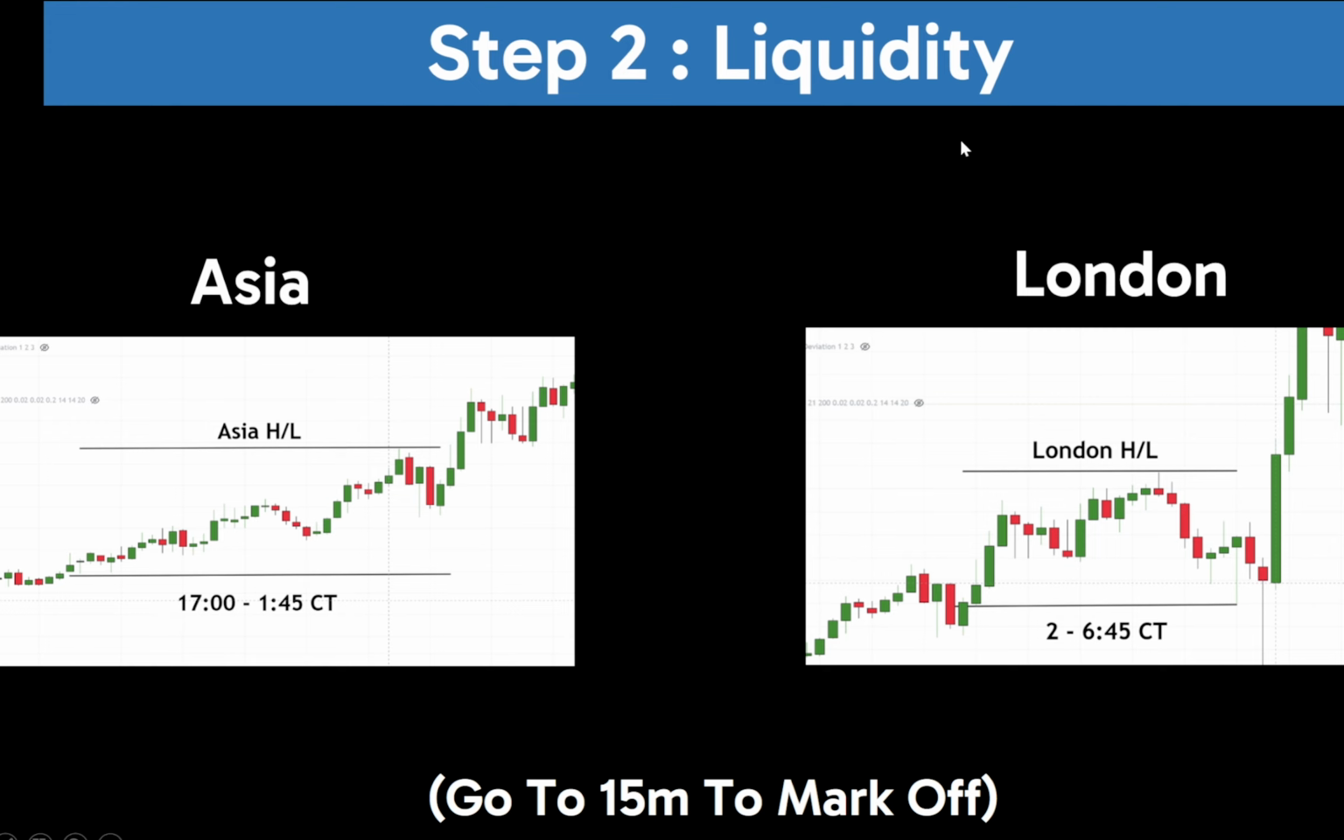The main liquidity that we will be paying attention to is session based liquidity, that being our Asian high and low and also our London high and low. Asian session occurs from around 5 p.m. to 1:45 a.m. Central Time, and London session occurs around 2 a.m. to around 6:45 a.m. Central Time. We want to go to the 15-minute time frame to mark off our sessions.